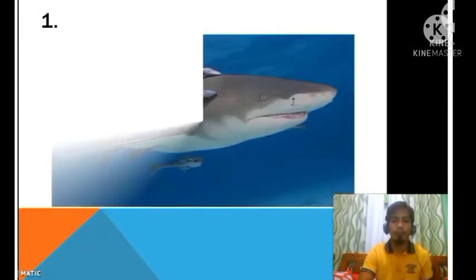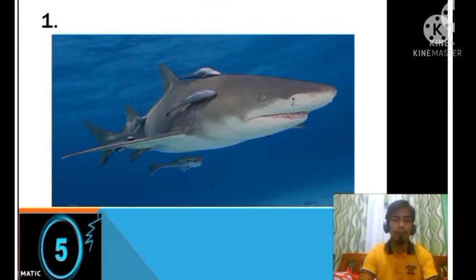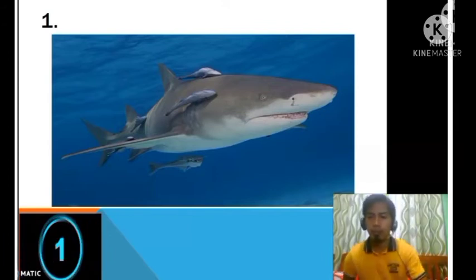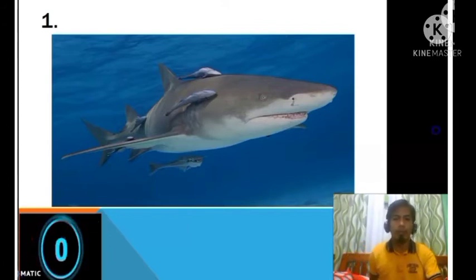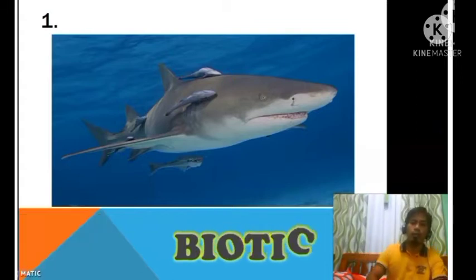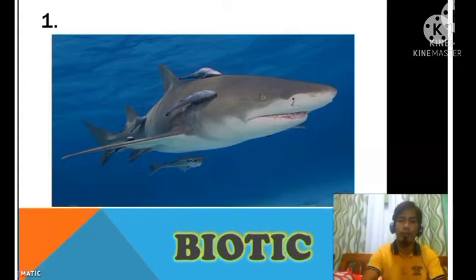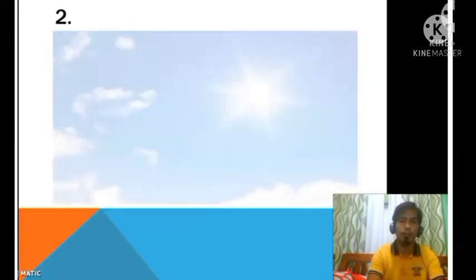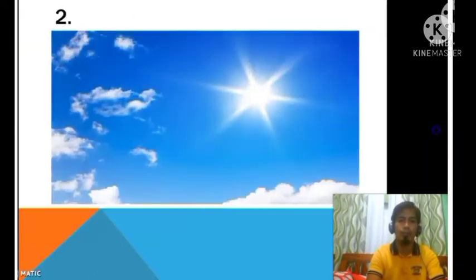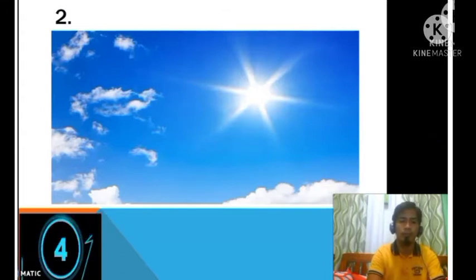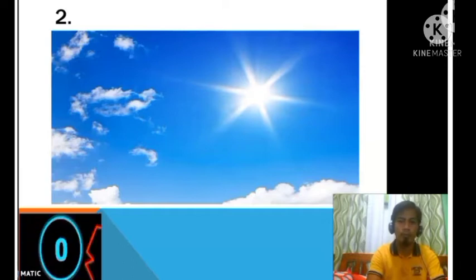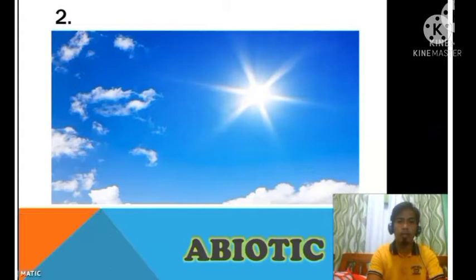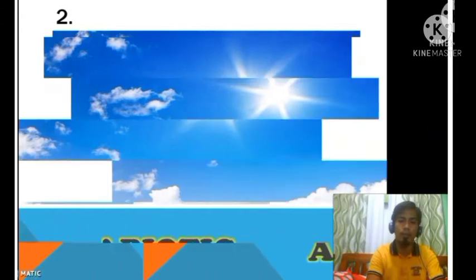Number 1. Okay, so the answer is biotic component of an ecosystem. Number 2. The answer is abiotic, so that is the sunlight, abiotic component of an ecosystem.